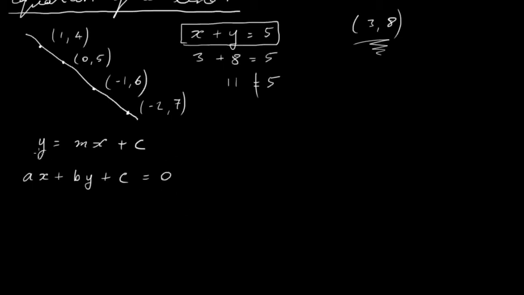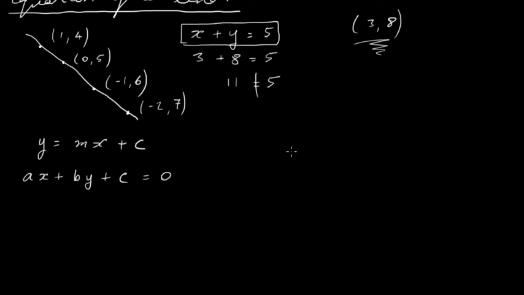So this is just your y is equal to mx plus c, with m being the slope, x is just any x value, and c is a number. Or you can write it like this: a number times x plus a number times y plus a number equals 0. So let's see how that works in practice.